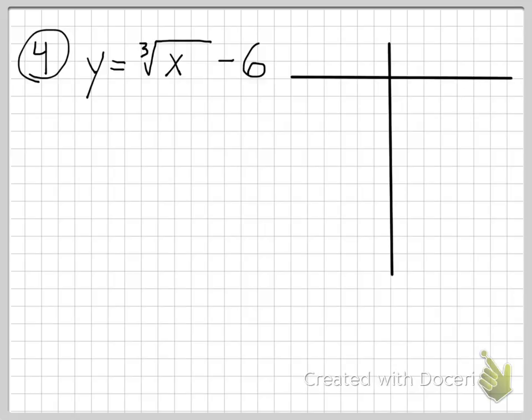Number 4. What kind of radical do I have? This is a cube root. Okay, so the cube roots are the one that looks like the S shape, just like the cubes. Let's look at the transformation. The 6 at the end is negative, so that tells us we're going down. So I go down 6.